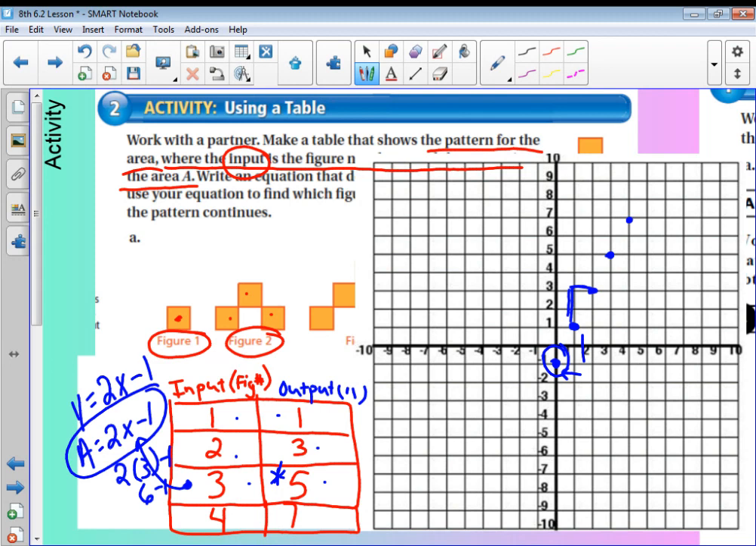It's the same as writing a y-intercept equation. It's just that instead of y, we substituted in a because we were talking about area.